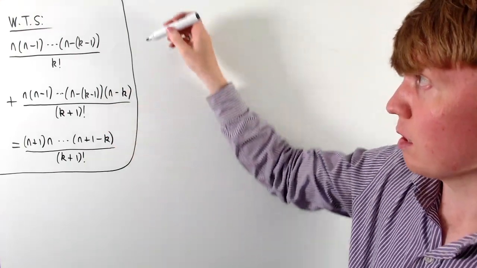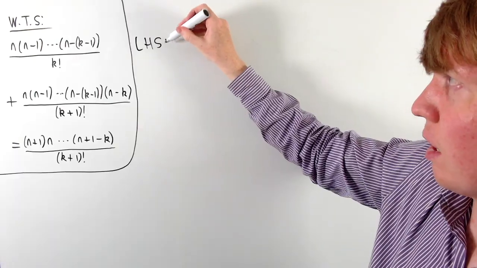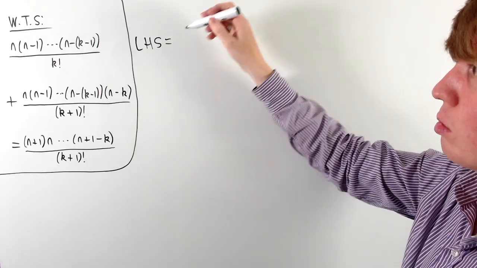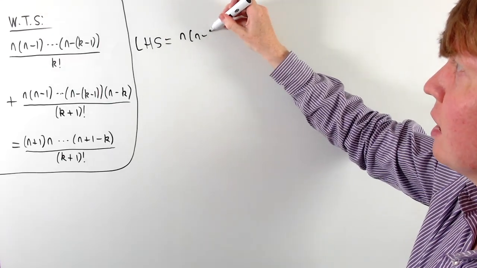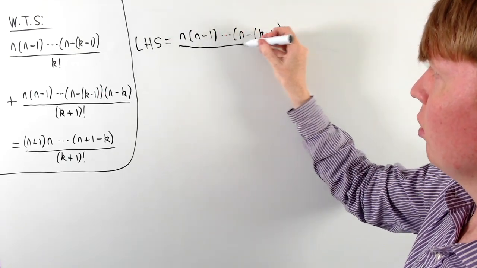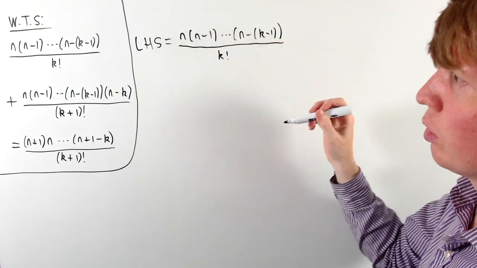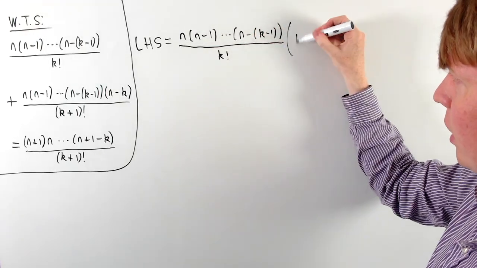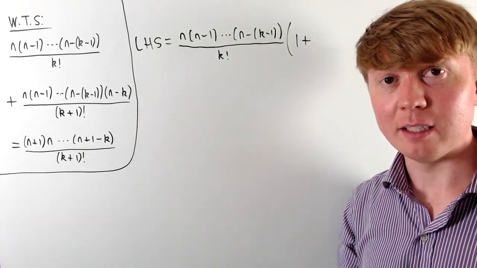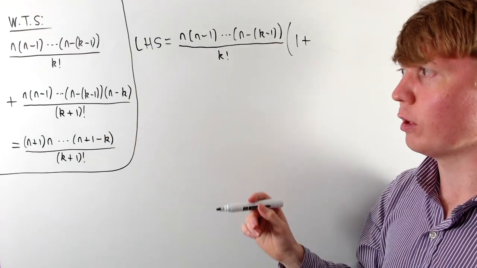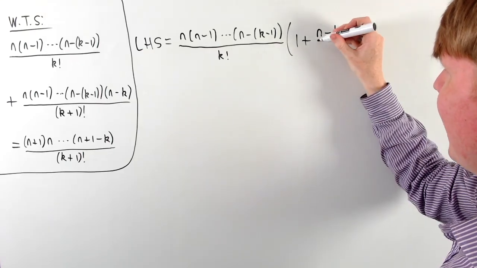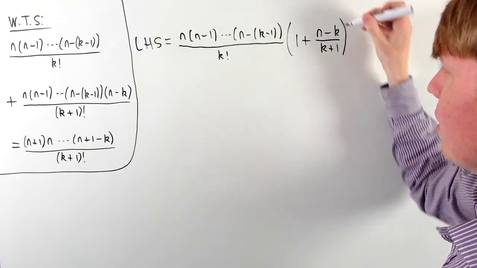So if we write the left-hand side of this equation just as the left-hand side, we can actually take out a factor of this entire first fraction, because that's common to each of these fractions. So we've got n times n minus 1 all the way down to n minus k minus 1, all divided by k factorial. And then we've just got multiplying by 1 for the first fraction. Then the second fraction is the same thing, but we've added in n minus k in the numerator, and in this k plus 1 factorial, we're just multiplying by another k plus 1. So we just have plus n minus k over k plus 1.